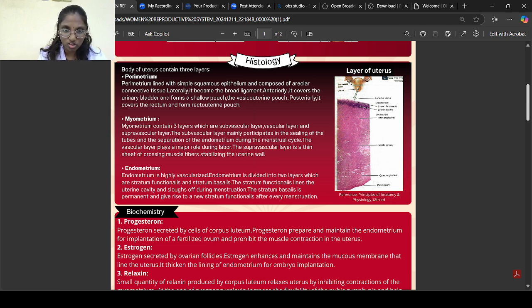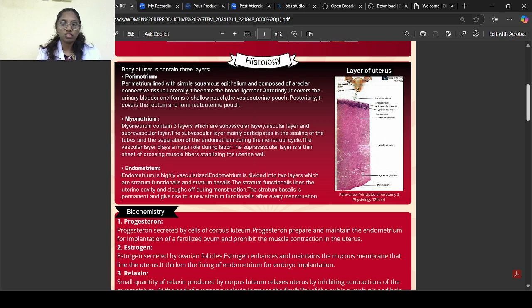Endometrium is highly vascularized. Endometrium is divided into two layers, which are stratum functionalis and stratum basalis. The stratum functionalis lines the uterine cavity and sloughs off during menstruation. The stratum basalis is permanent and gives rise to new stratum functionalis after every menstruation. So that is all from the histology.